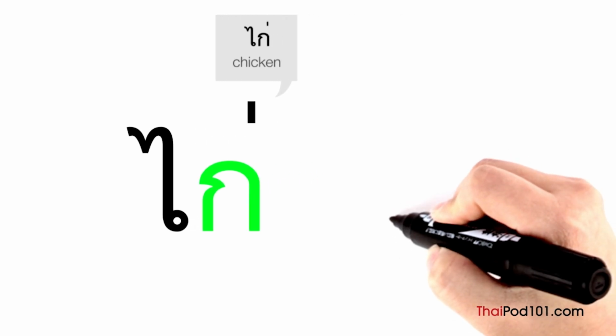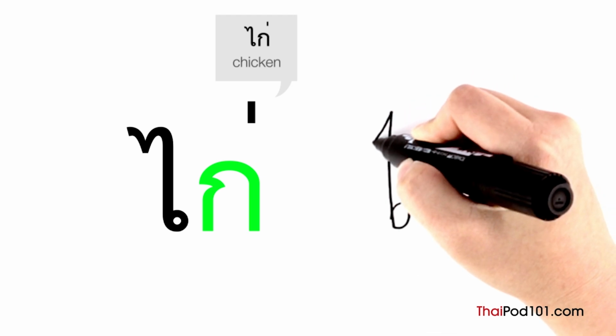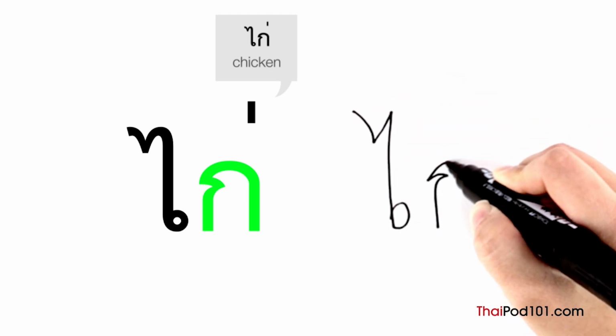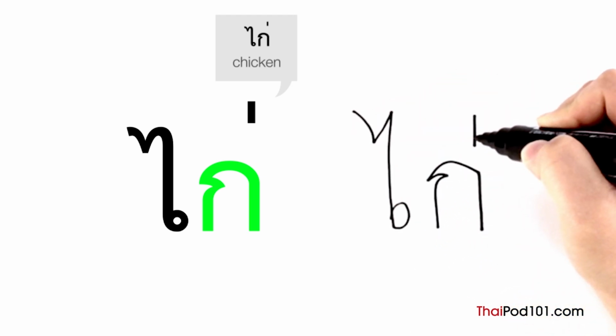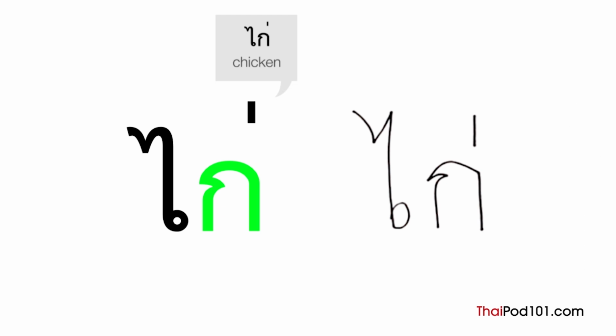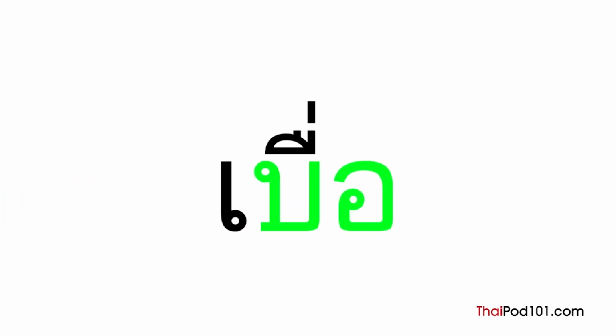Let's write ไก่ again. In order, สระไอไม้มะลาย กอไก่ ไม้เอก ไก่ with a low tone.